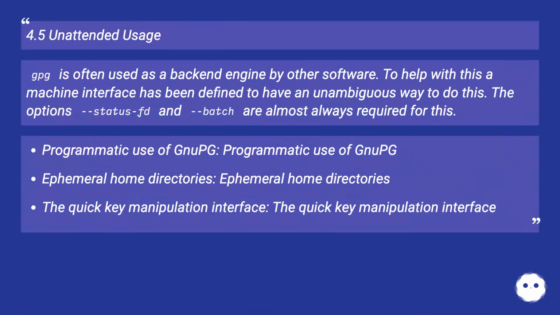4.5 Unattended usage is often used as a back-end engine by other software. To help with this, a machine interface has been defined to have an unambiguous way to do this. The options, status fd and batch are almost always required for this. Programmatic use of gnupg. Ephemeral home directories. The Quick Key Manipulation Interface.